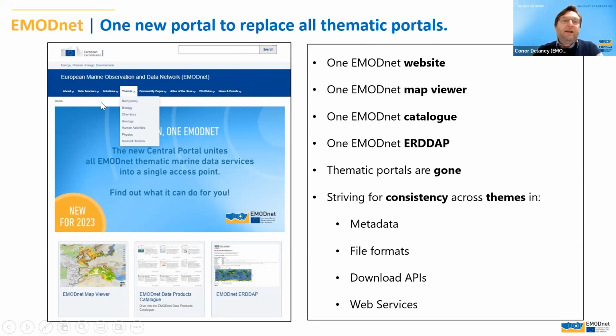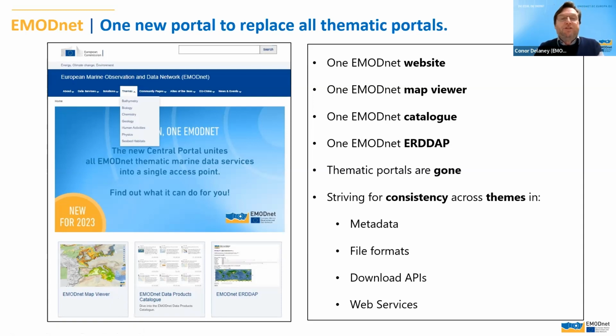If you see on the left-hand side of this slide, there is a drop-down menu that shows you the themes that had been 7 different portals. Now they're all collected together on the EMODnet website. At the front page of the website, you can access things through the top menu, or you can also access at the bottom of the web page either the map viewer, the data products catalog, or the ERDDAP server.